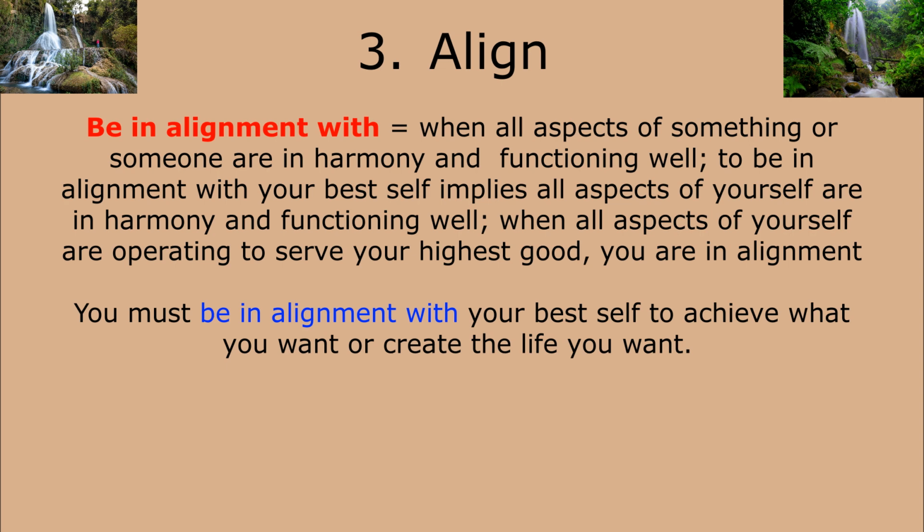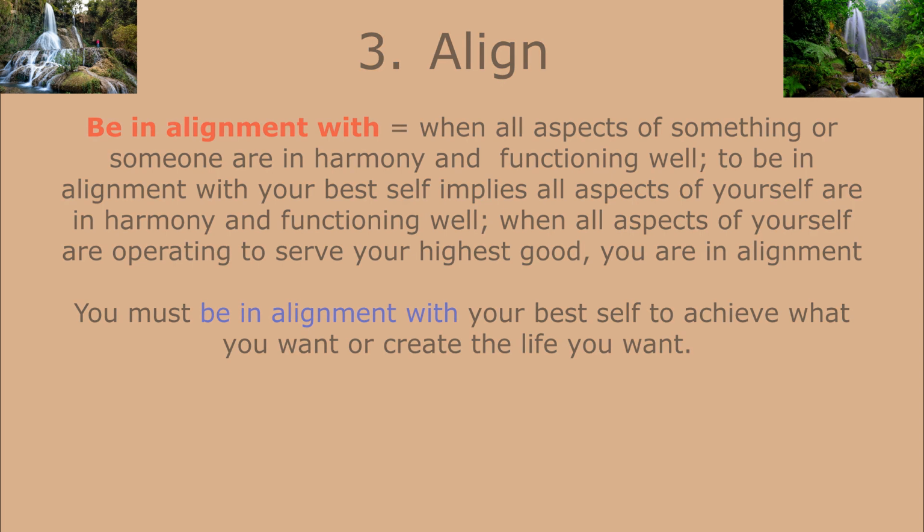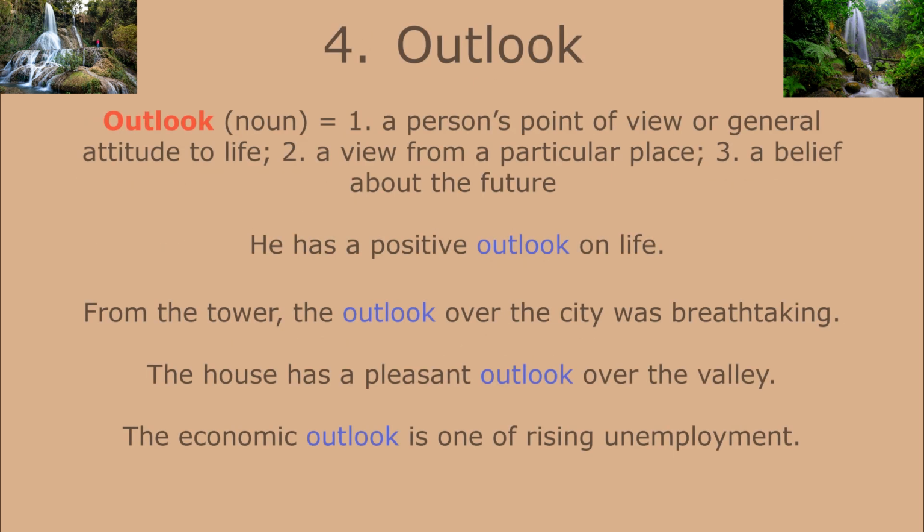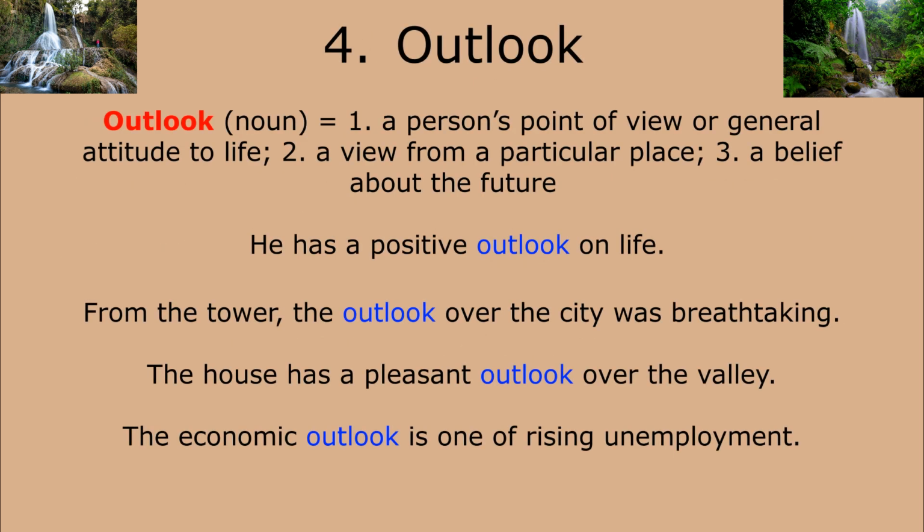For example, you must be in alignment with your best self to achieve what you want or create the life you want. The word number 4, outlook. Outlook is a person's point of view or general attitude to life. It can also be a view from a particular place, and it can also be a belief about the future.